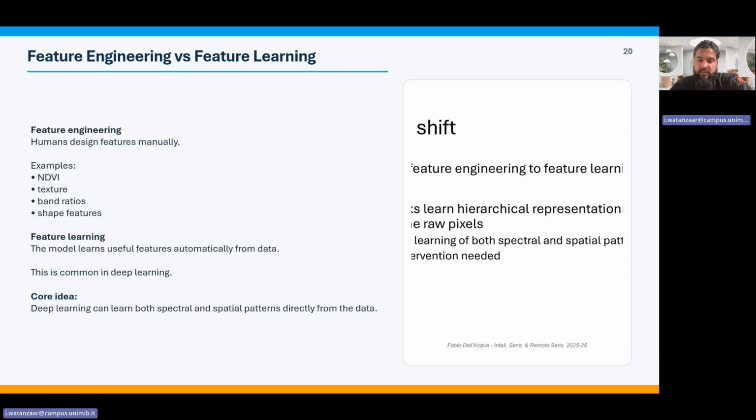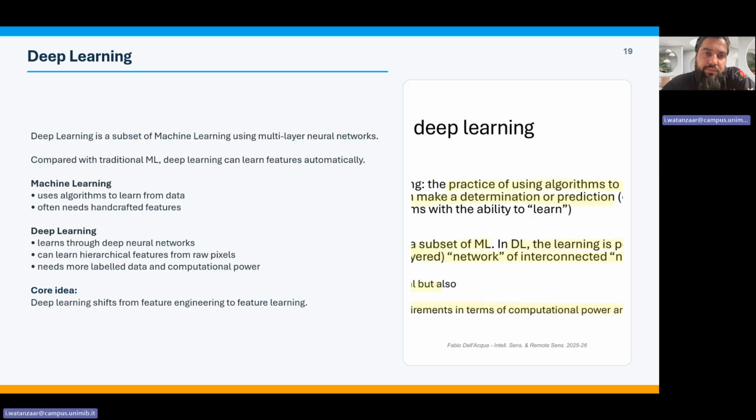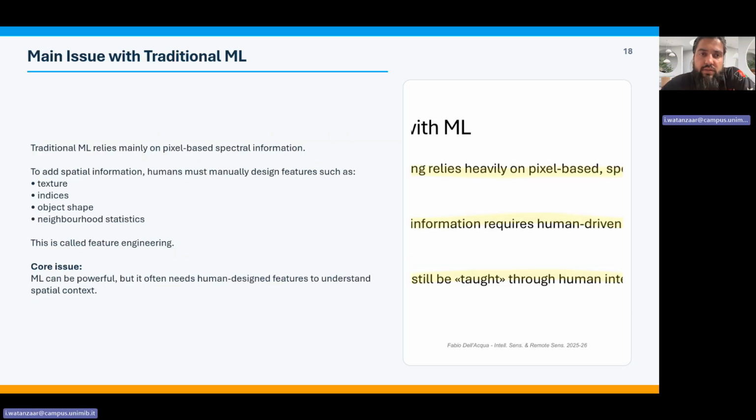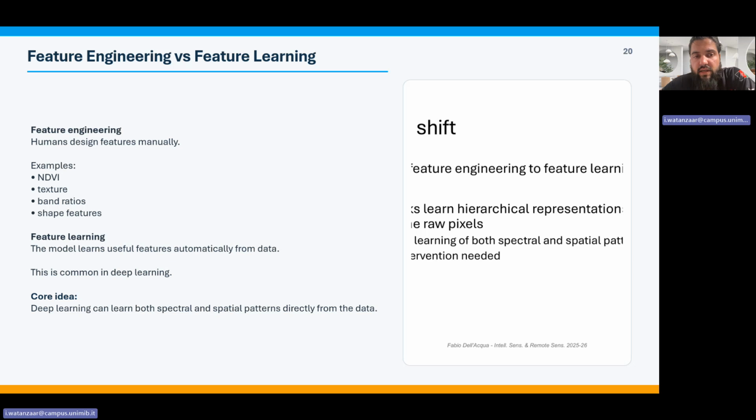So far we were discussing the main issues with traditional ML. Traditional ML relies mainly on pixel-based spectral information. To add the spatial information, humans need to do these things manually, but it is really difficult, even from the training perspective. So it can be different any time in different cases. But here, feature learning makes this easy using deep learning. The model learns useful features automatically from the data.